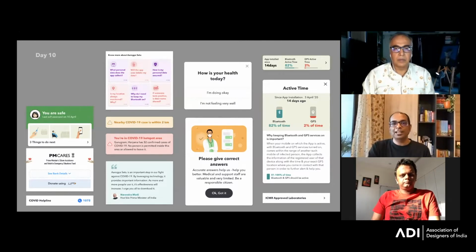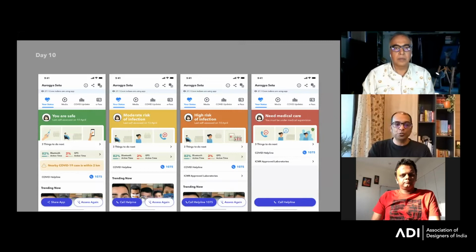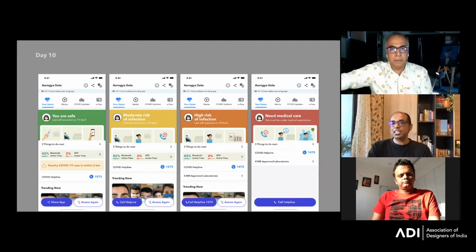Actually, let me just go till the end. And this is probably what you will be seeing very soon. I'm sharing it out openly out there. It's not complete yet. What we realize is the e-pass comes in. So e-pass will be part of Aarogya Setu.